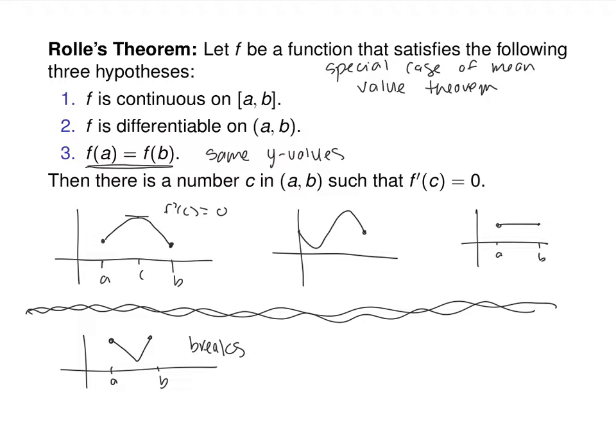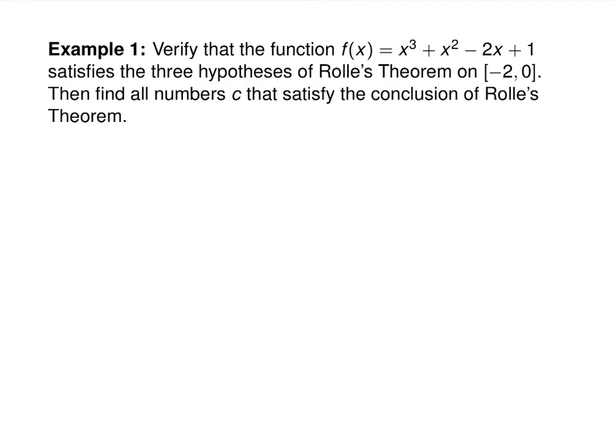So all this is saying is if a function is continuous and differentiable and the y values at the ends are equal, then there has to be a c where the derivative is 0. Which is basically saying there has to be a horizontal tangent line, right? Okay, so this problem says to verify that this function satisfies the 3 hypotheses on [-2, 0], and then find all numbers c that satisfy the conclusion.